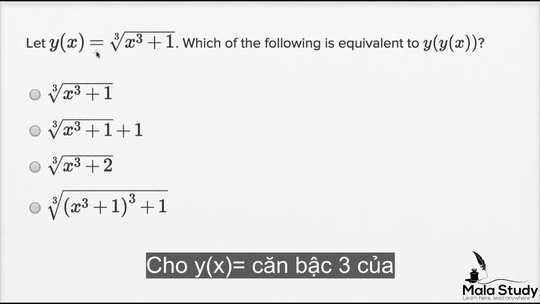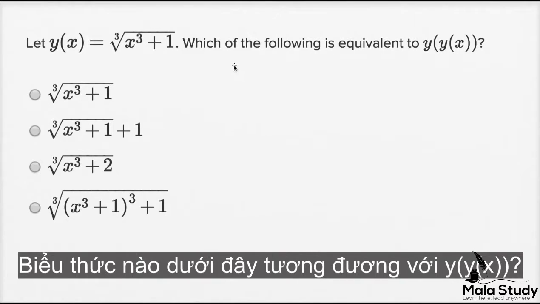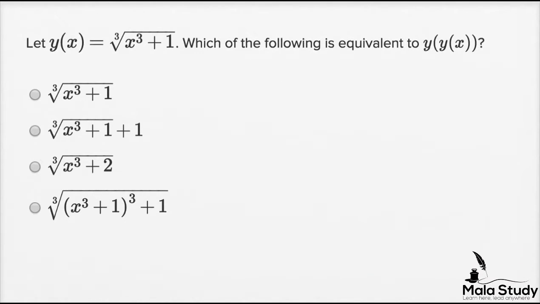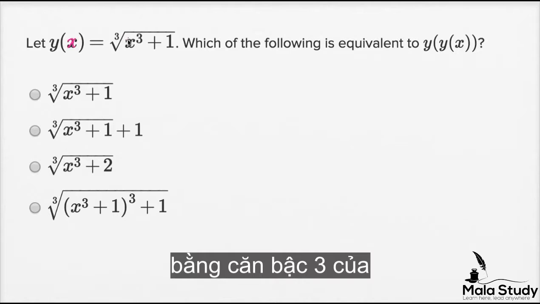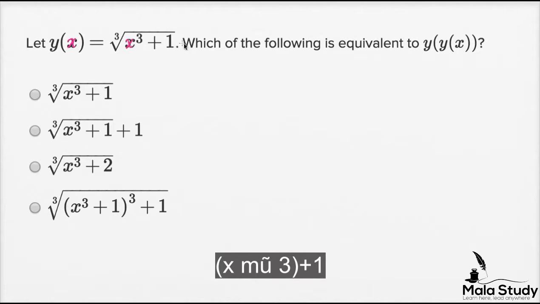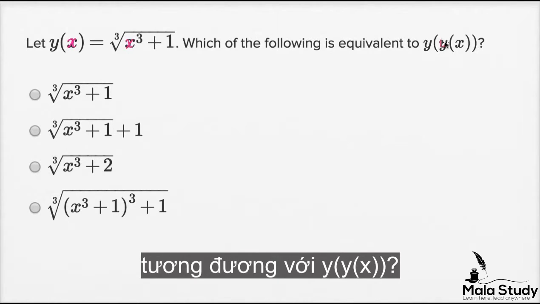Let y of x equal the cube root of x to the third plus 1. Which of the following is equivalent to y of x? All right, this is going to be fun. So we know that y of x is equal to the cube root of x to the third plus 1. Which of the following is equivalent to y of x?